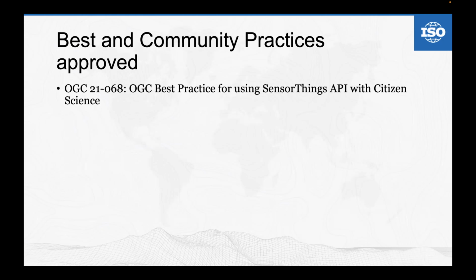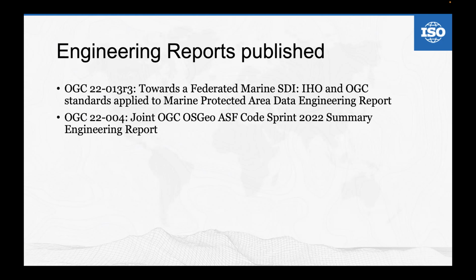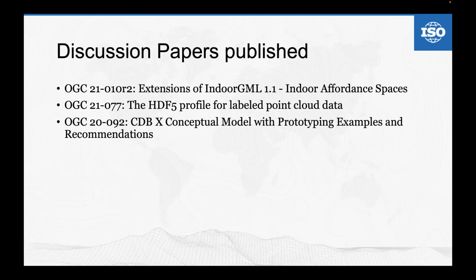A new best practice published on use of SensorThings for citizen science data that will be moving towards a standard. A couple of engineering reports reporting back on the efforts we've done jointly with IHO on federated marine spatial data infrastructures, particularly dealing with marine protected areas and the limits and boundary standards in IHO, and a report from one of our recent code sprints held jointly with OSGeo Foundation and Apache Software Foundation. A couple or 3 discussion papers.